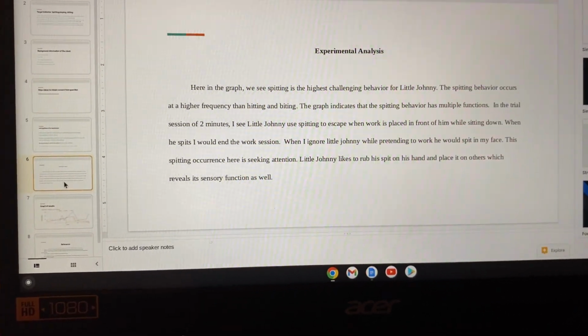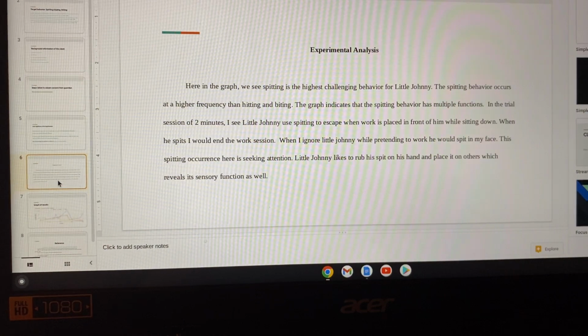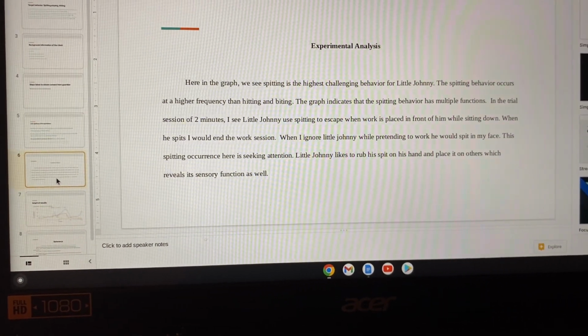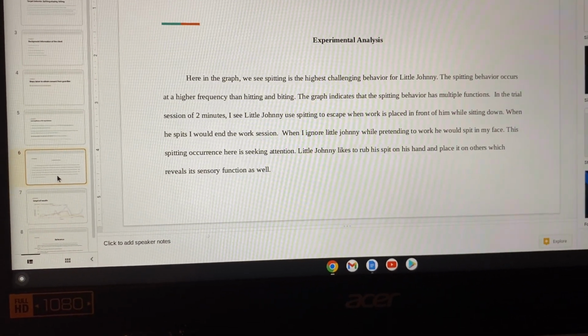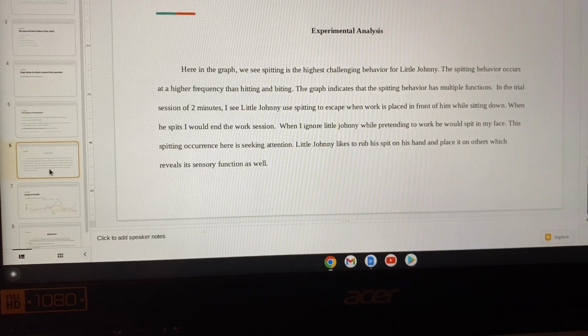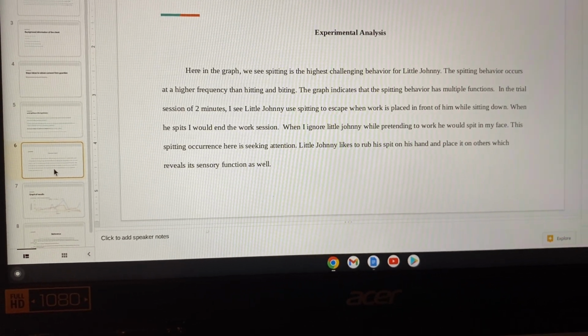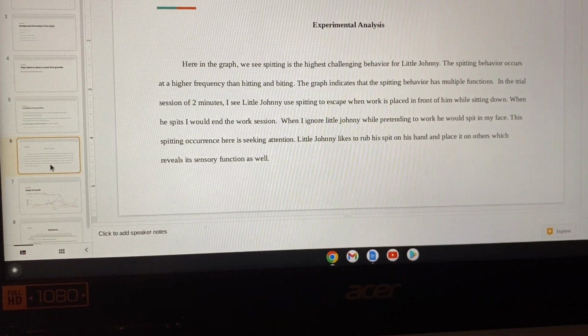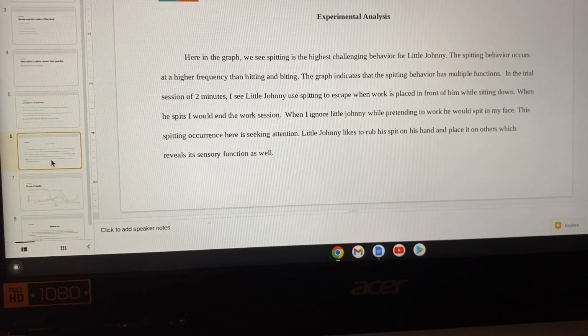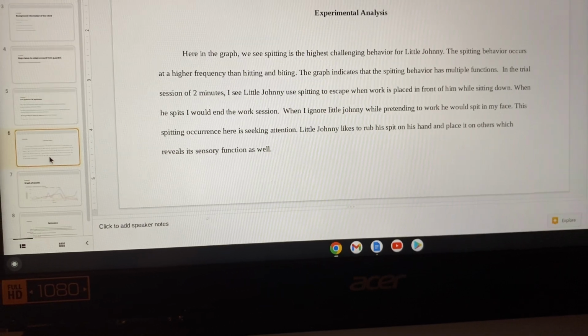In the experimental functional analysis, I'm going to show you a graph after this, but we see spitting is the highest challenging behavior for little Johnny. Spitting behavior occurred at a higher frequency than hitting and biting. The graph indicates the spitting behavior has multiple functions.